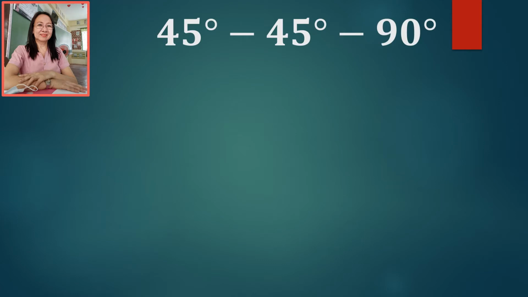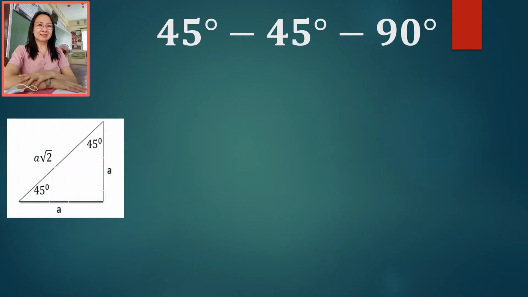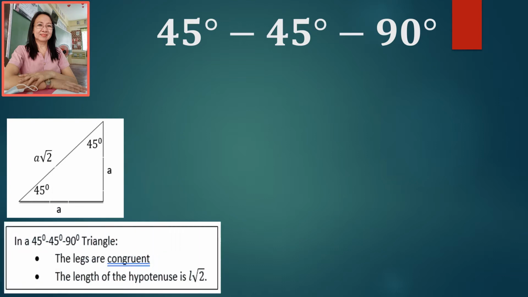One of the special triangles that we have discussed measures 45, 45, 90 degrees. So in the figure, it is a 45, 45, 90 triangle. So the legs are congruent. It is represented as A. And the length of the hypotenuse is the leg times the square root of 2. Therefore, we have A square root of 2 in the figure. Now let us find the 6 trigonometric functions.